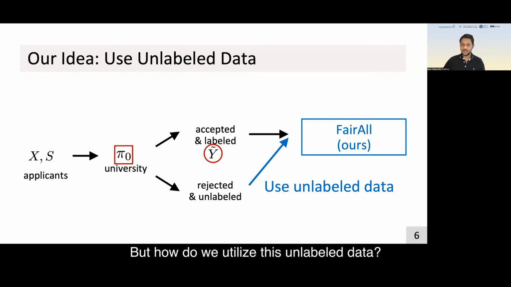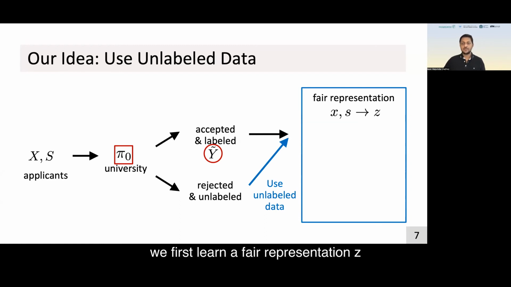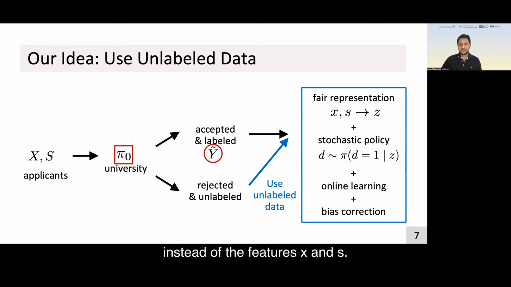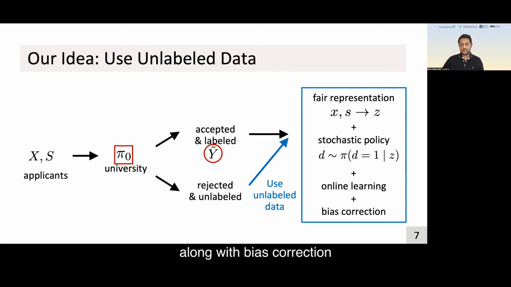But how do we utilize this unlabeled data? Well, instead of using fairness constraints like the previous approach, we first learn a fair representation Z of the observed features X and S using both the labeled and unlabeled data. Here, we rely on a conditional variational autoencoder. Then, like the prior work, we learn a stochastic policy. However, we take decisions based on the representation Z instead of the features X and S. We follow the previous approach in using online learning along with bias correction.